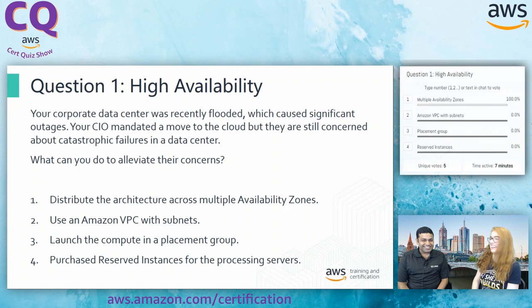Number three, launch the compute in a placement group. For our viewers, a placement group is a collection of EC2 instances that work very closely with each other. They have very low network latency, and therefore they offer good performance. This is good for workloads like high-performance computing and big data applications and so on. It doesn't really solve the problem we're trying to address here.